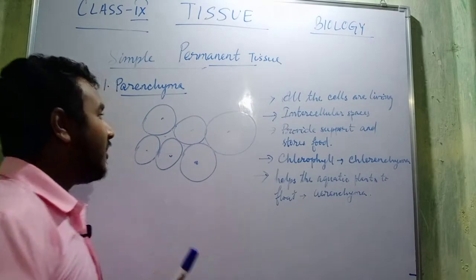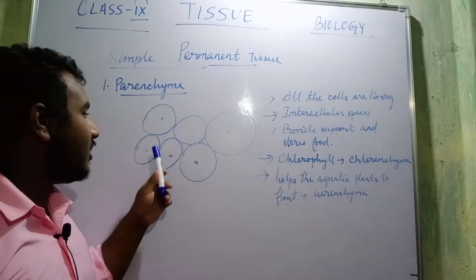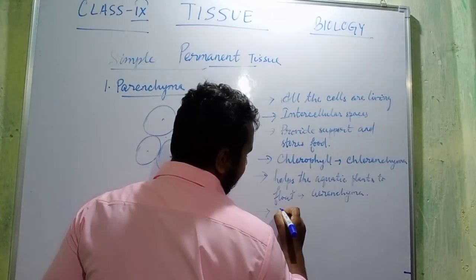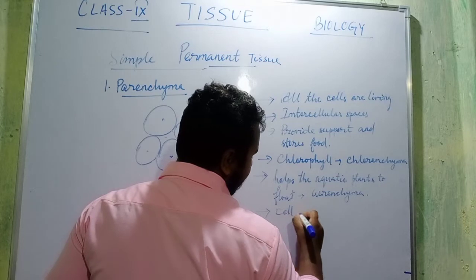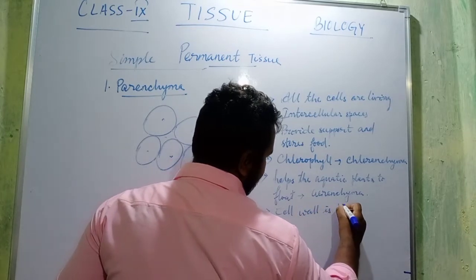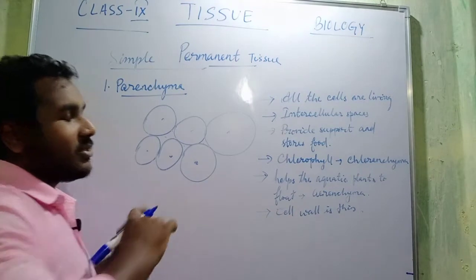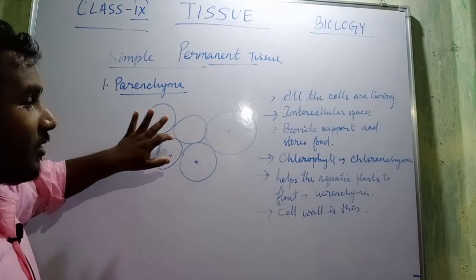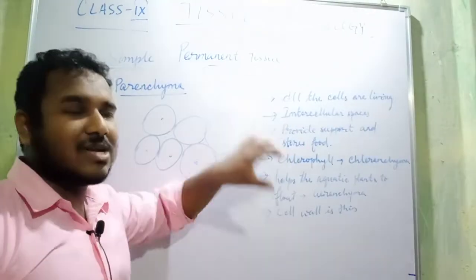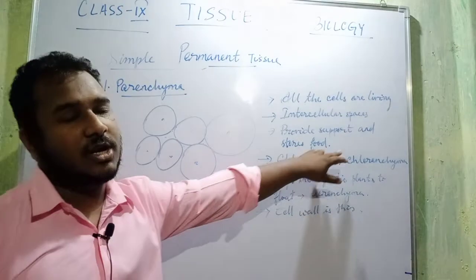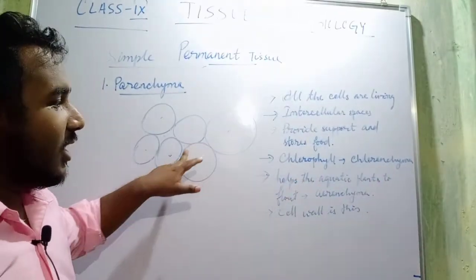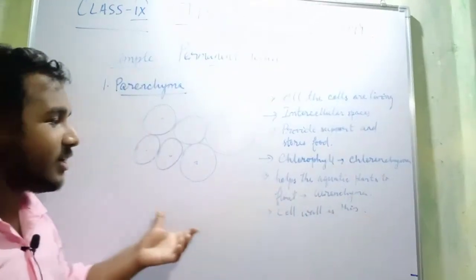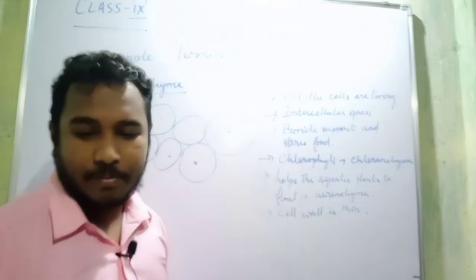Okay, so again I am telling, parenchyma are present like this. They have intercellular spaces. Their cell wall is thin. I'm sorry, I had forgotten this one. They all are living cells. Now they provide support and store food. Then chlorophyll is present in some parenchyma. If chlorophyll is present, then they are called chlorenchyma. It helps the aquatic plants to float, and hence they are also called aerenchyma. Okay, so this is all about parenchyma.